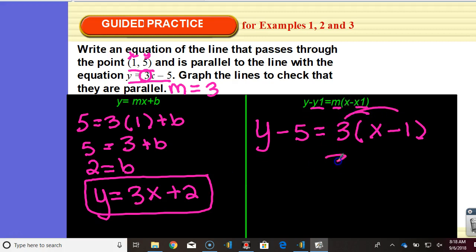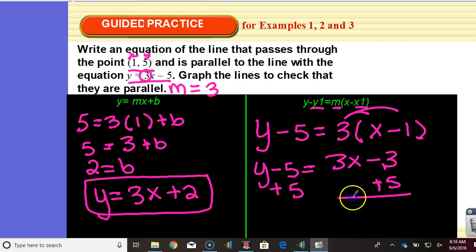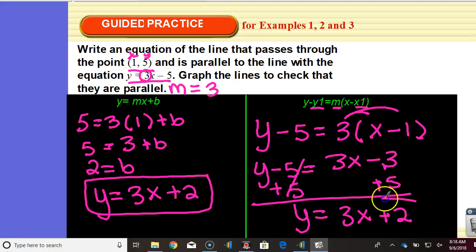Distribute. 3x minus 3 equals y minus 5. Add 5 to both sides. Y equals 3x plus 2. You will get the same answer if you use point slope form or slope intercept form to get to slope intercept form.